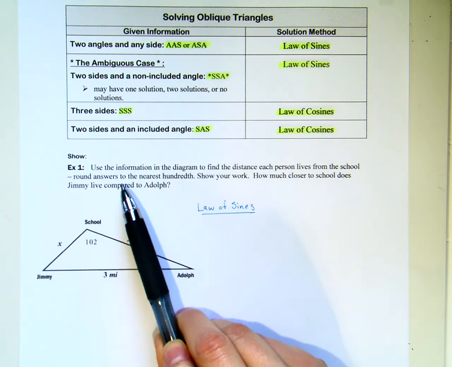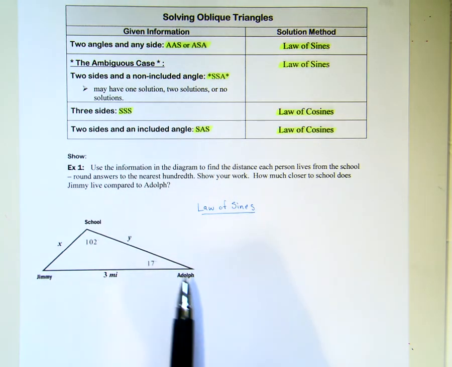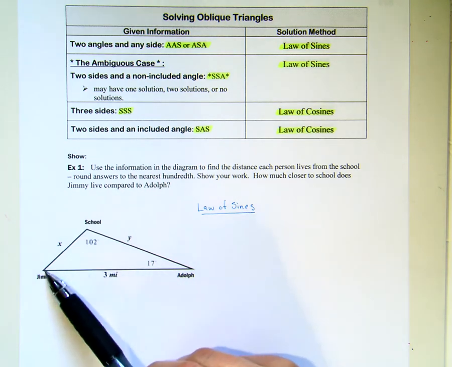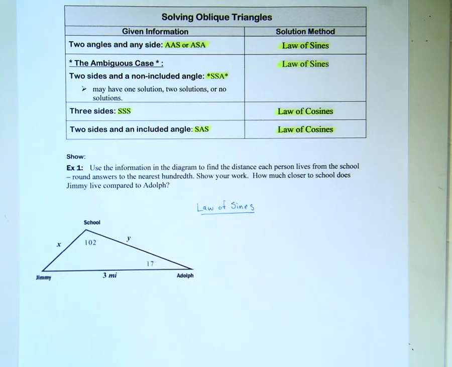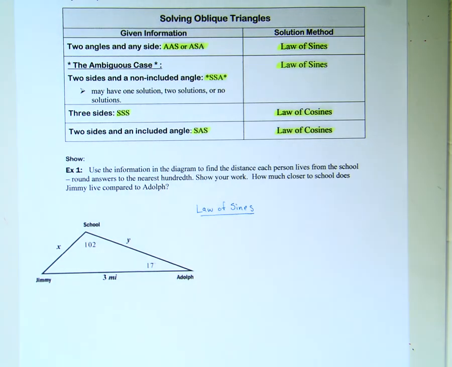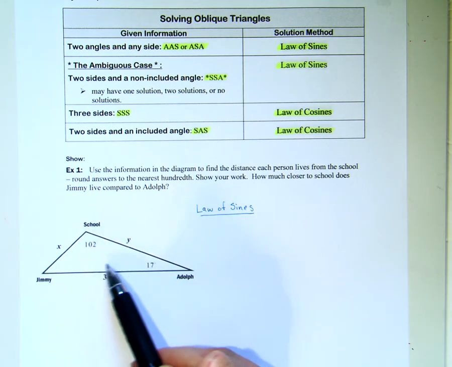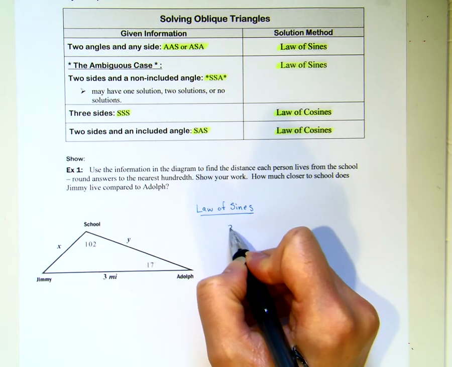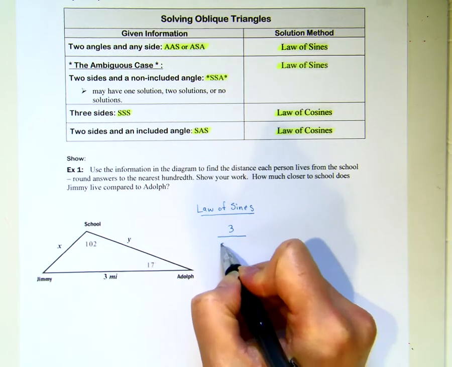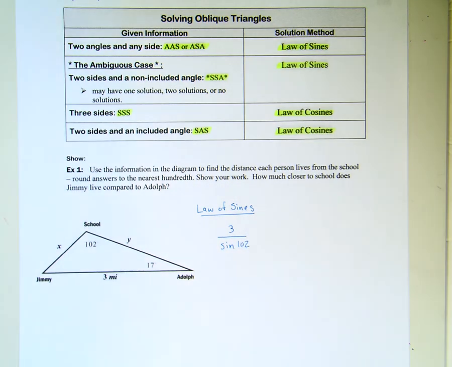So it says that in the diagram we want to find the distance each person lives from the school. So we've got Jimmy and Adolf. Jimmy lives x units away. Adolf lives y units away. We want to figure out how far each one is individually. So to utilize our law of sines, we can use the angle 102 and the side opposite, 3 miles, and create a sine ratio. So the side length 3 compared to the sine of the angle 102. There is our first ratio.